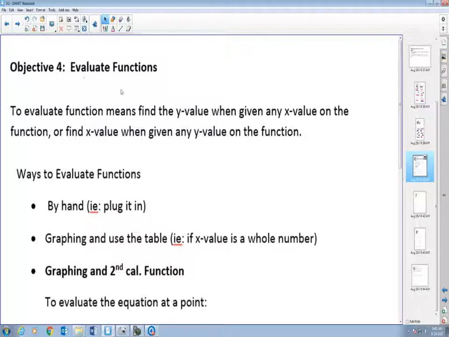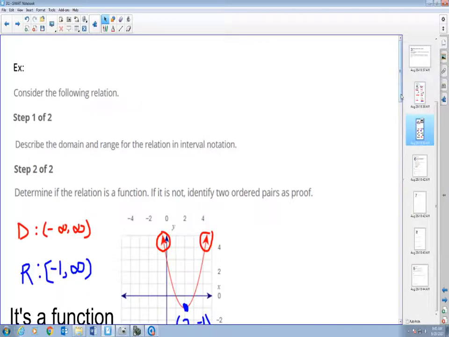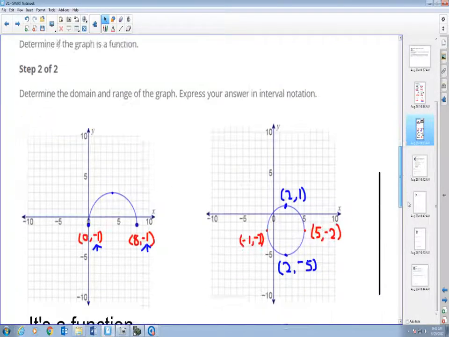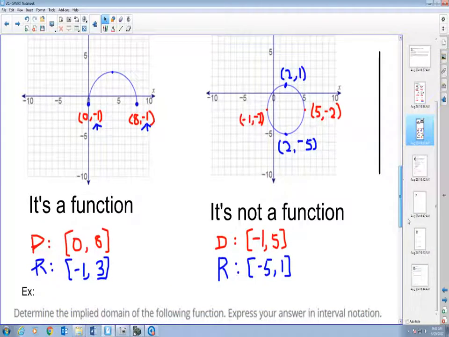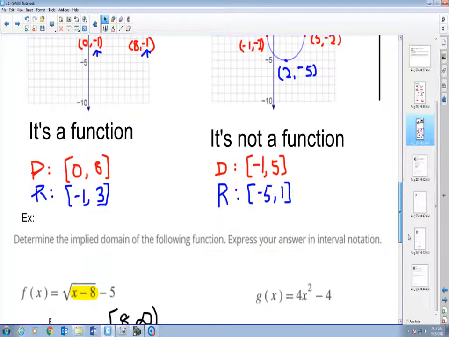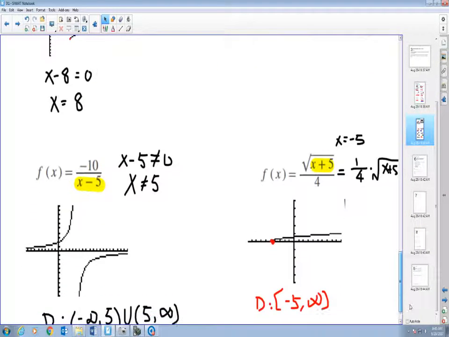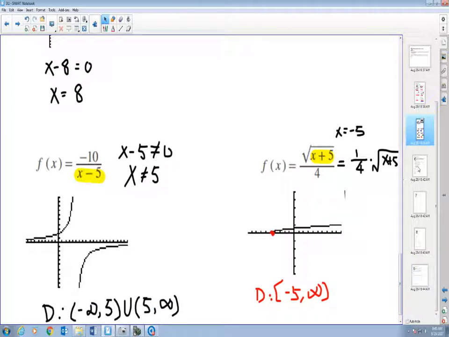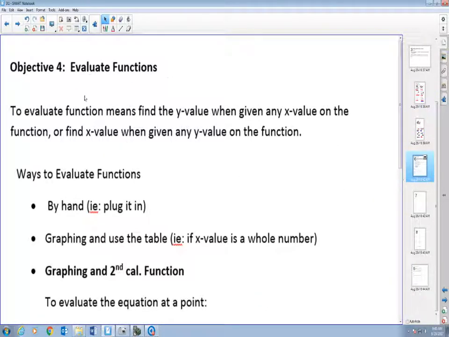So in this objective number 4, if we continue from what we did last time, which I showed you what is a function, what is not a function, how we use the vertical line test, and we did some domain and range type of problems. So now in this particular lecture video, we're going to begin to talk about evaluating functions.